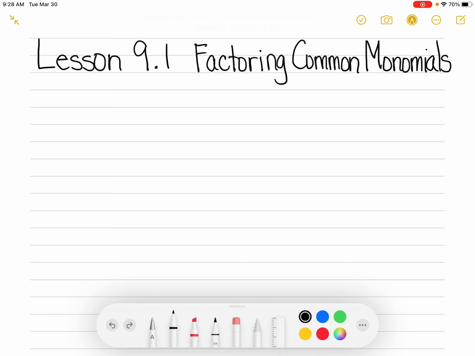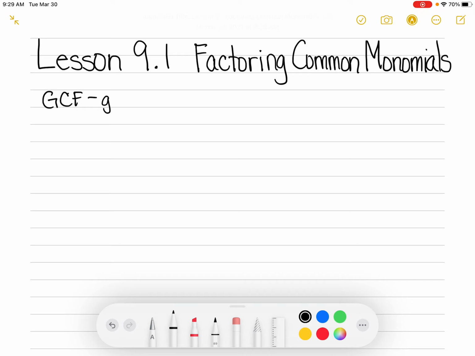Hello students, today we are doing lesson 9.1, factoring common monomials. So last lessons in chapter 8, we learned about adding, subtracting, multiplying, and dividing polynomials, and now we're going to be factoring them. So this is kind of like distributive property backwards. Okay, so let's just start with some background knowledge. So GCF is what we're going to be using today.